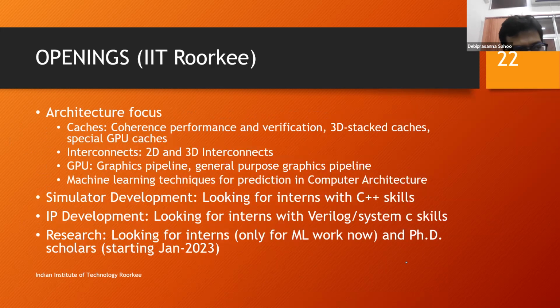Finally, the last slide I have is something really personal to me. There are several openings at IIT Roorkee if you are interested in doing research in any of these directions. Some are architecture-focused research related to caches, cache coherence performance and verification studies, 3D stack cache coherence verification, and special GPU cache verification. Similarly, interconnection network design, 2D and 3D. I'm also working on the GPU front-end pipeline and the graphics pipeline itself: understanding the graphics pipeline and doing optimization on top of that.